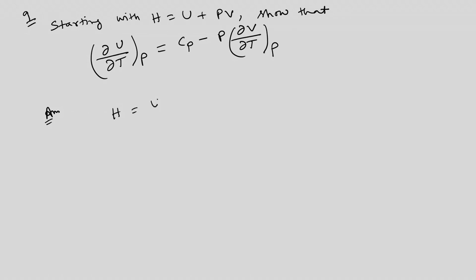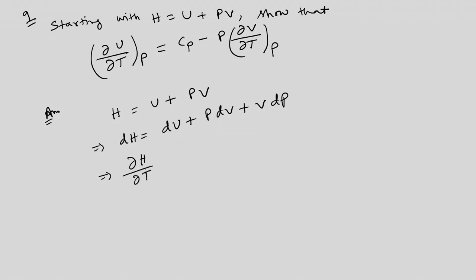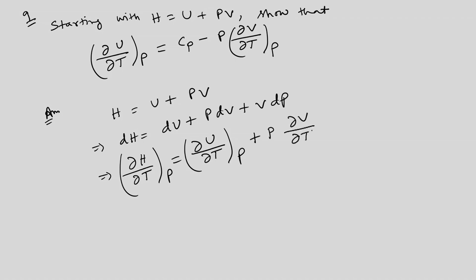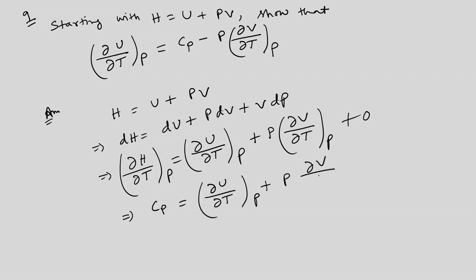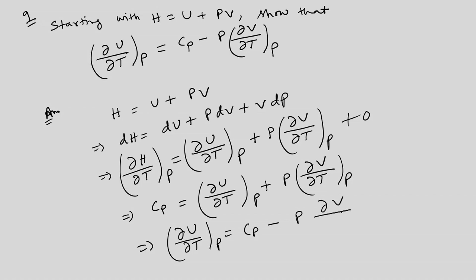So, H is U plus PV. So, dH is dU plus PdV plus VdP. So, del H by del T at constant pressure is del U by del T at constant pressure plus P del V by del T at constant pressure, and the third term is 0, and del H by del T at constant pressure gives us Cp. Cp is del U by del T at constant pressure plus P del V by del T at constant pressure. So, we get del U by del T at constant pressure equals Cp minus P times del V by del T.